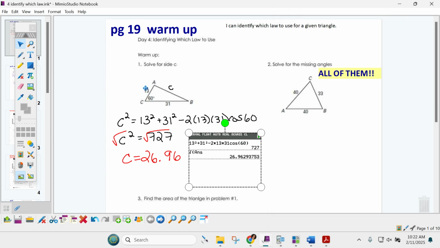All right, number two, solve for all missing angles. Since we're given side, side, side, we have to find the angle opposite the biggest side first. Oh, but this is isosceles with these two equal sides. So, I don't know. Let's find angle B. Since I'm going to find angle B, the side across from that is what's by itself isolated in the law of cosines.